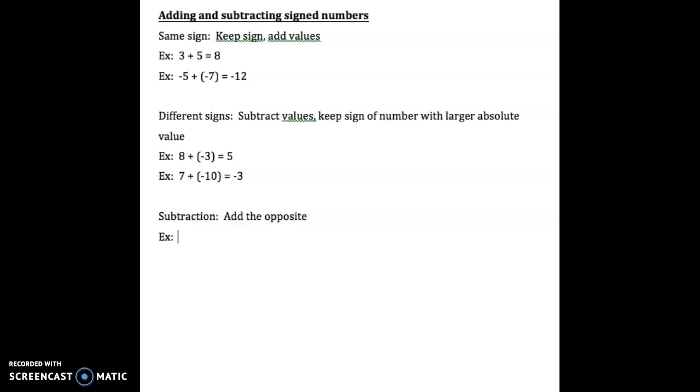So if I have negative 7 minus 4, the first thing I'm going to do is rewrite that as addition. I'm going to keep the first one the same, negative 7, and instead of subtracting 4, I'm going to add negative 4, add the opposite. Well, now I'm adding two numbers whose signs are both negative. That puts us right back up here. The signs are both negative. I'm going to keep the negative sign and add the values. 7 plus 4 is 11, and it'll be negative.